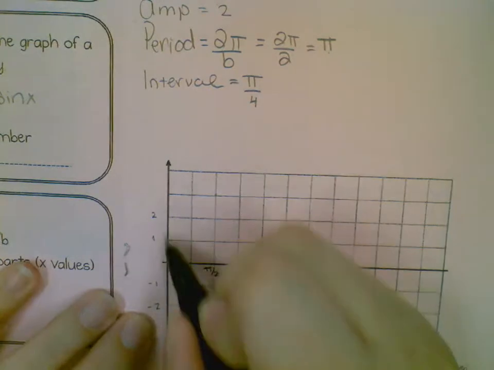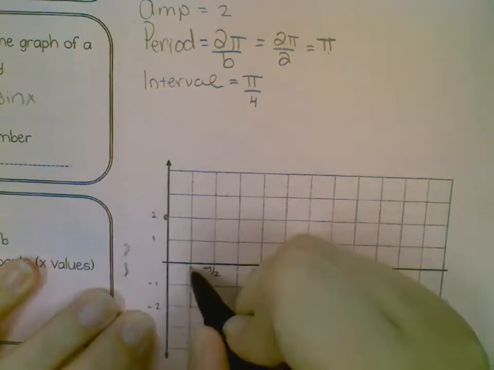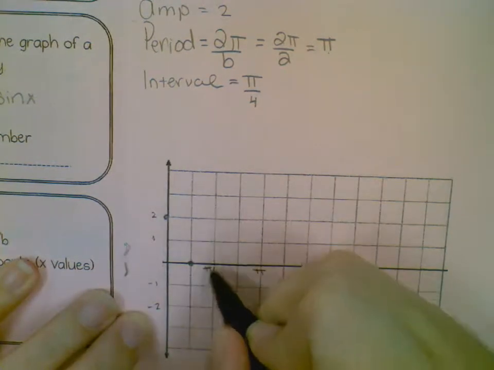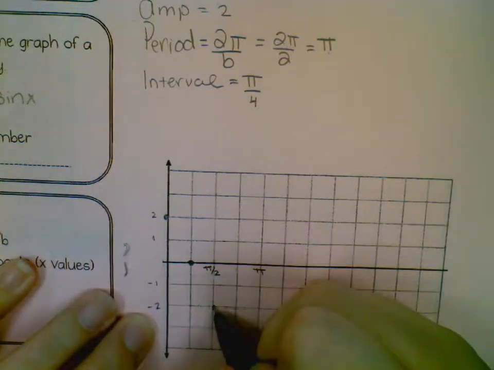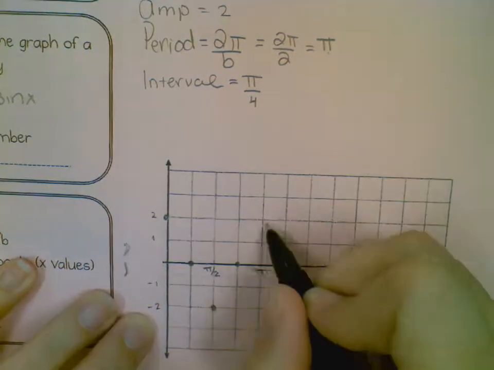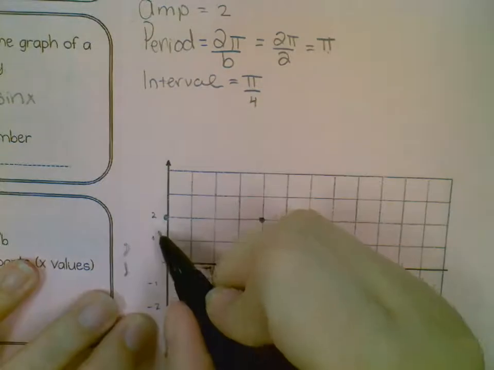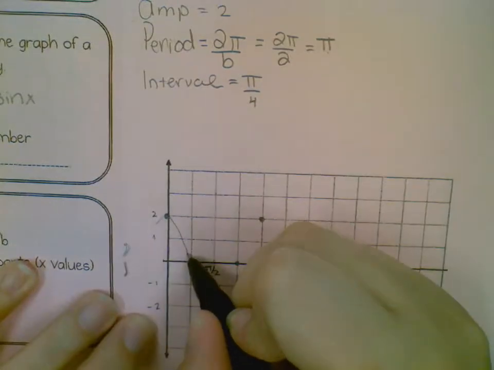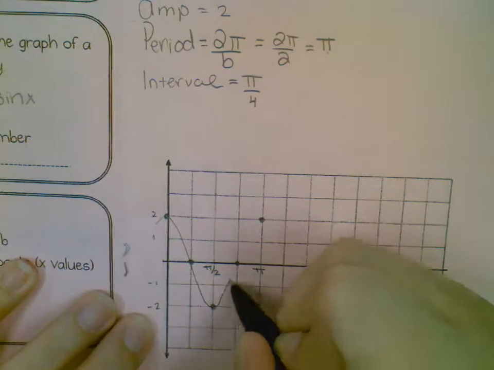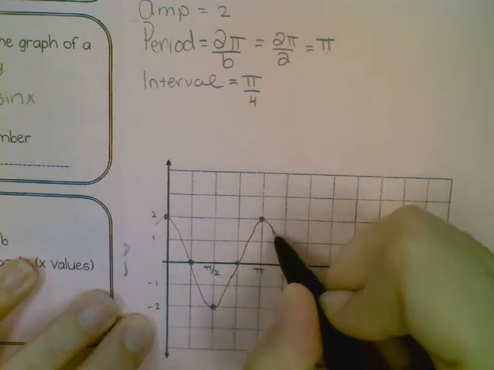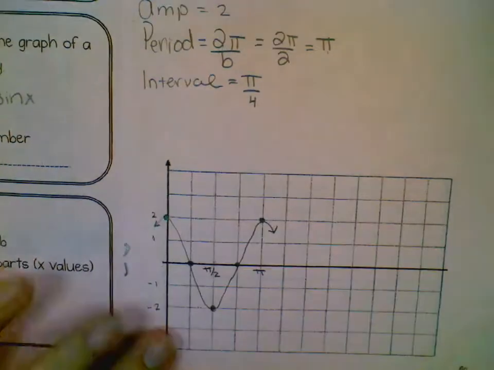So at 0, we're at 2. At pi over 4, we're at 0. At pi over 2, we're at -2. Then 0 and 2. So from there you would just have to sketch the curve. Remember to make sure your endpoints are pointed in the right direction, and they go on forever, so you should have arrows.